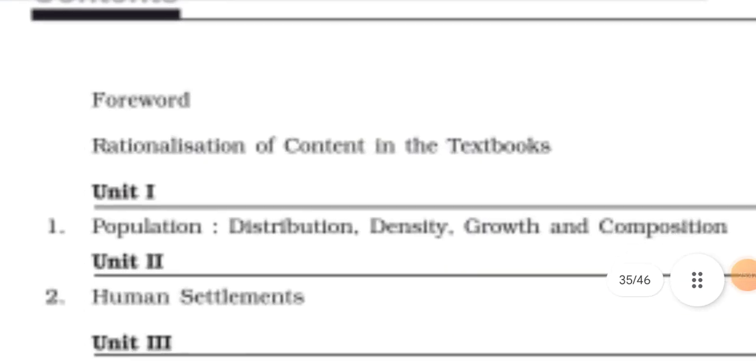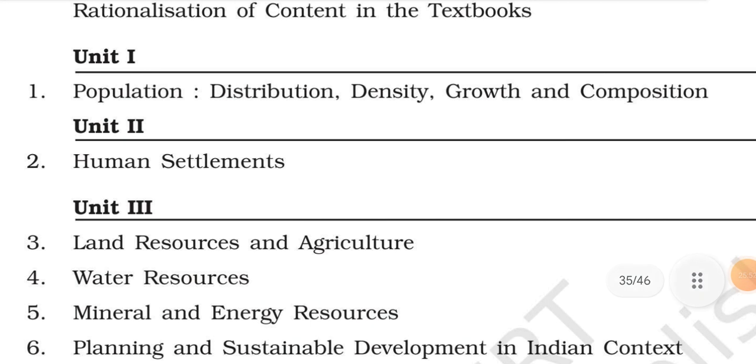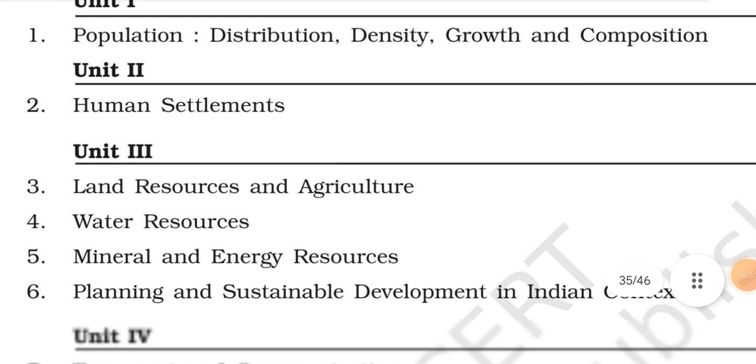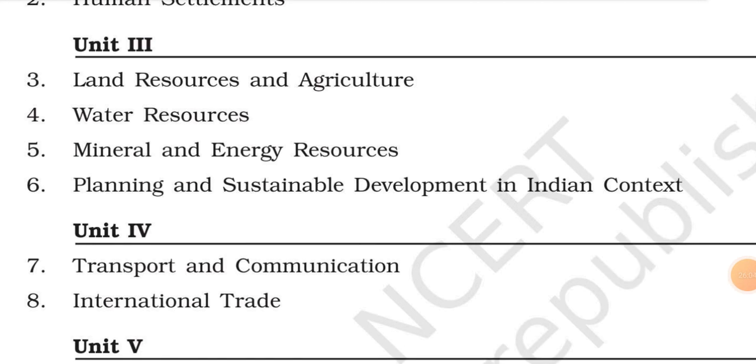Contents. Foreword. Rationalization of content in the textbook. Unit 1 Population: distribution, density, growth and composition. Unit 2 Human settlements. Unit 3 Land resources and agriculture. 4 Water resources. 5 Mineral and energy resources. 6 Planning and sustainable development in Indian context.